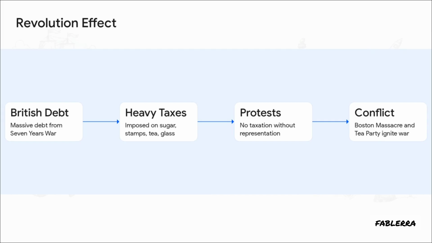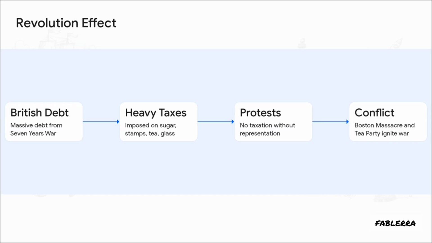Britain fights the French-Indian War, right? And they rack up huge debt. So, to pay it off, they slap heavy taxes on the American colonies. Sugar, stamps, tea, glass. Well, the colonists erupt. They're furious at being taxed without having a single voice or representation in British Parliament.